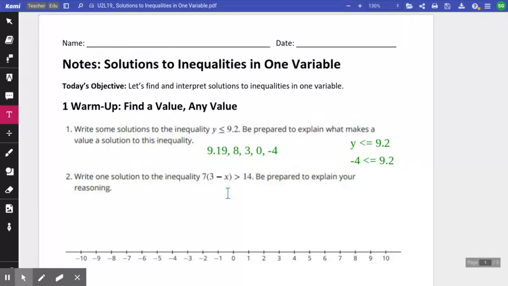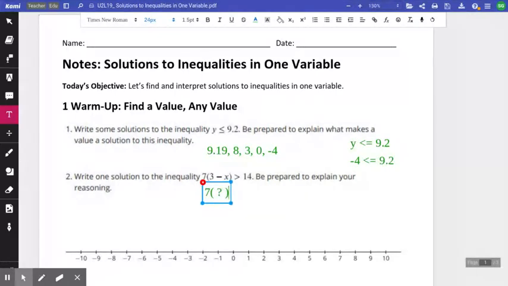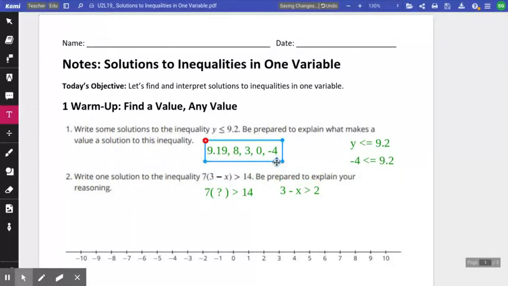If you're going about it a little more strategically, I see that left side is telling me 7 times something is going to be greater than 14. Well, I know 7 times 2 equals 14. So I know that something there needs to be greater than 2. 7 times 2 would make it equal. Something less than 2, like 1, wouldn't make it true. So I need to go greater than 2. That means I need 3 minus x to be greater than 2. And going about it that way can be helpful to make it easier.